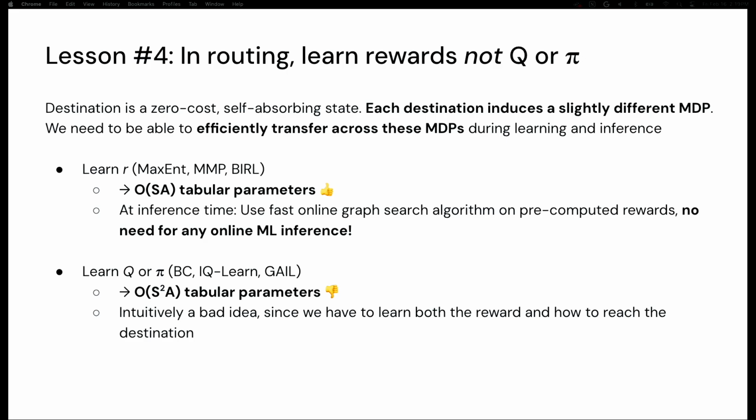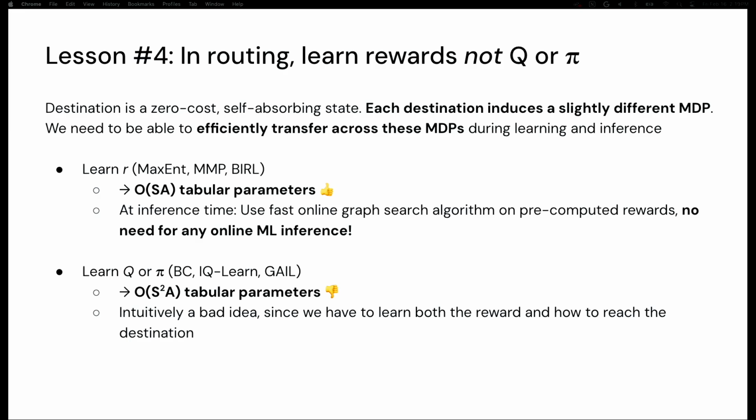So I glossed over this detail earlier: the destination is a zero-cost, self-absorbing state. This implies that every destination induces a slightly different MDP in your graph, and you need to be able to efficiently transfer across these MDPs. Because the destination is a fixed modification of this graph, it just makes it self-absorbing and zero reward at the destination, and every destination induces a slightly different MDP.